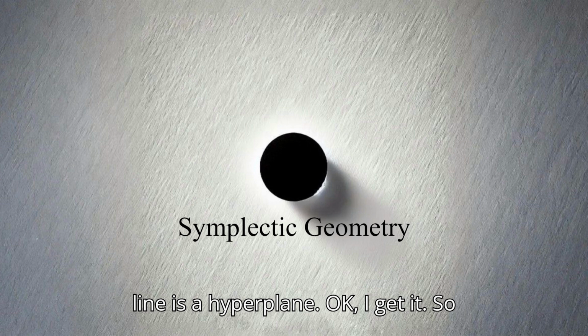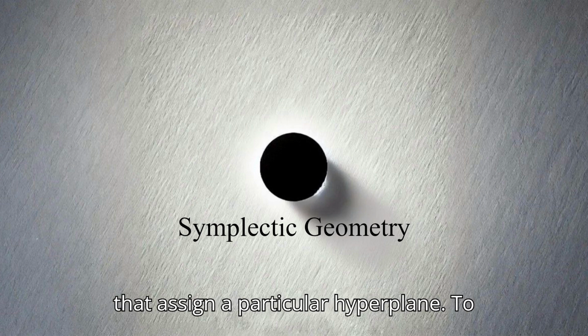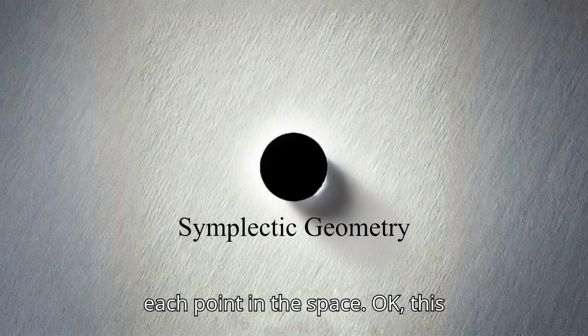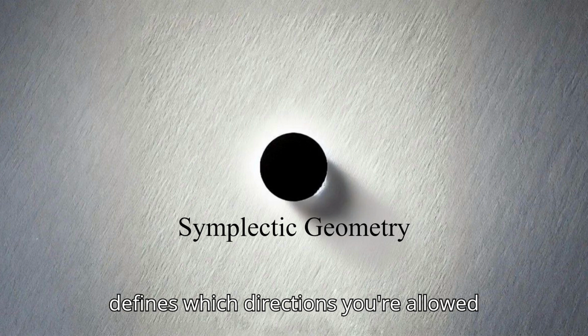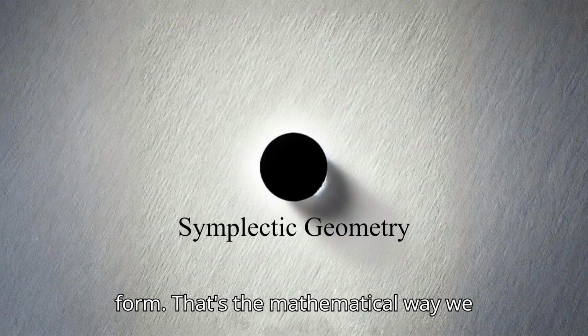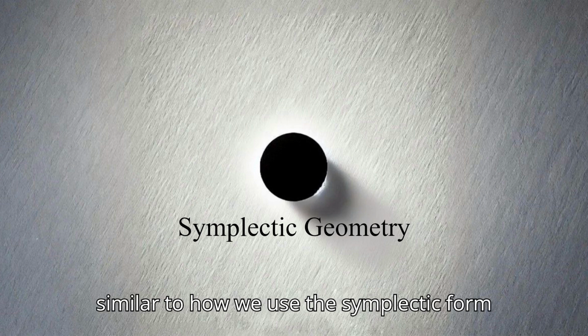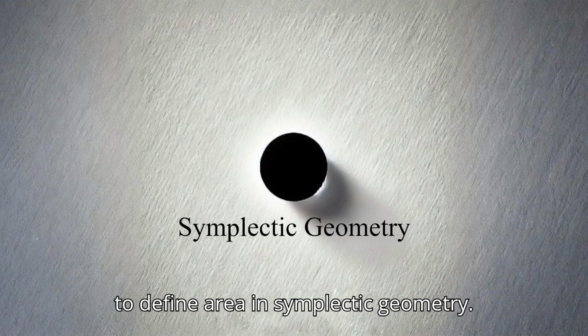Okay, I get it. So contact geometry focuses on structures that assign a particular hyperplane to each point in the space. This defines which directions you're allowed to move in at that point. And the contact form, that's the mathematical way we define this whole structure. It's similar to how we use the symplectic form to define area in symplectic geometry.